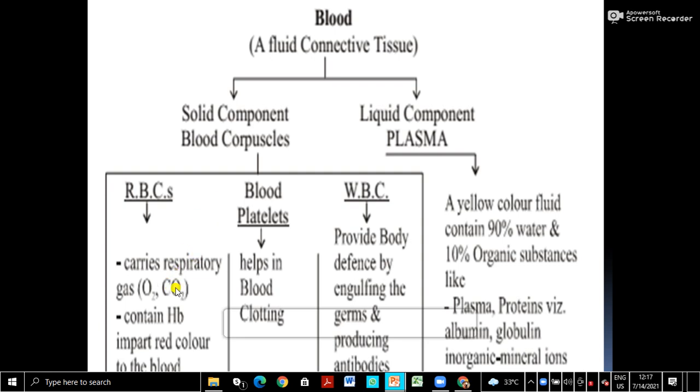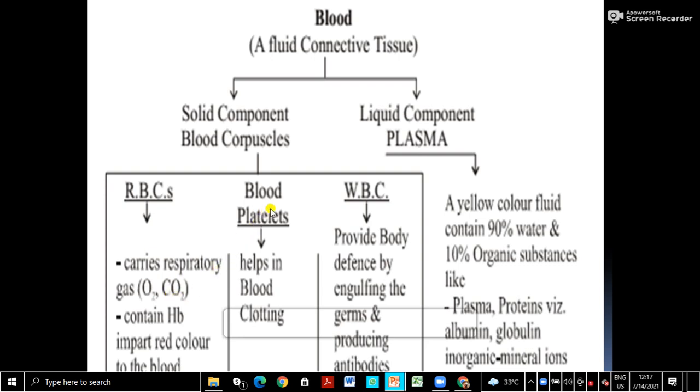This is what we have seen in respiration. So in fact we have a circulatory system. Blood is part of the transport system or circulatory system. So it circulates or transports various substances. RBC's role is to transport oxygen and carbon dioxide to the respective places.